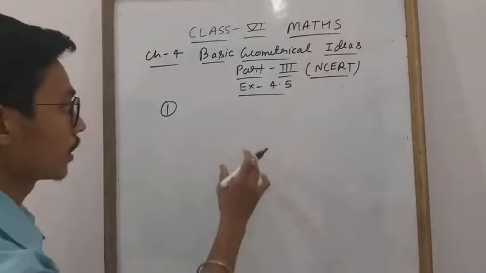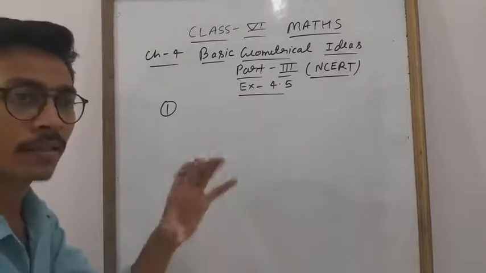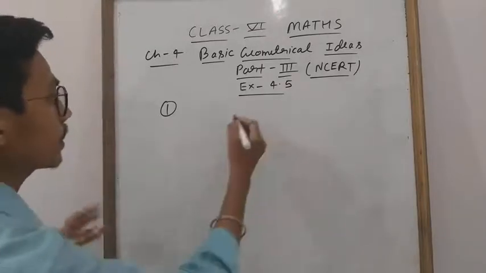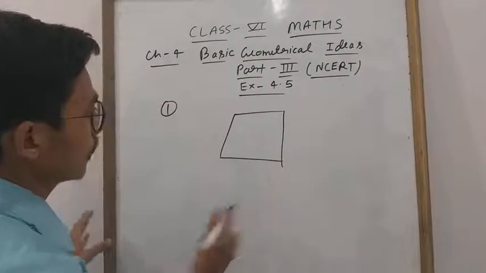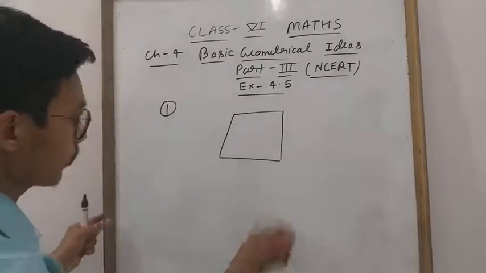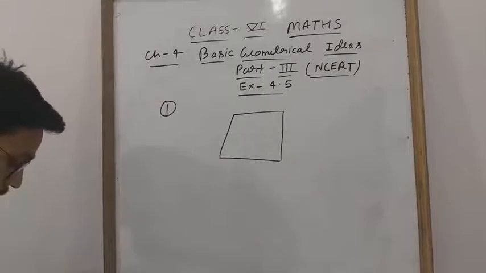This is a parallelogram, or this is a rectangle, or this is a square. So you will simply make a quadrilateral like that. Okay? Now what is given, student? See carefully. It is given: Draw a rough sketch of quadrilateral PQRS.